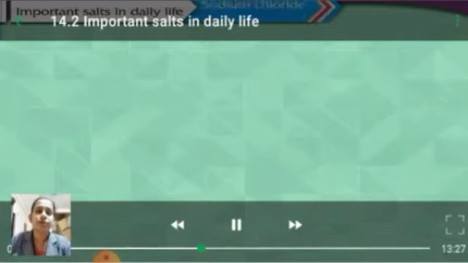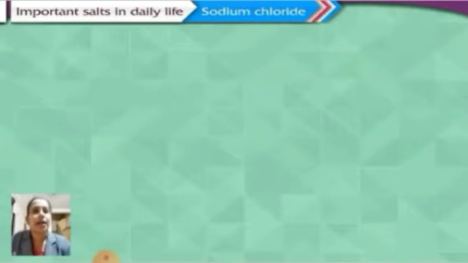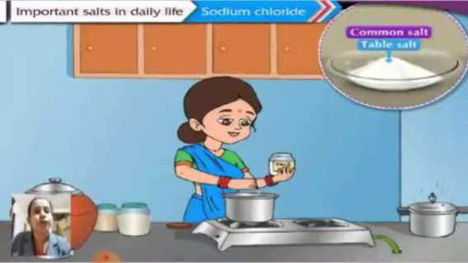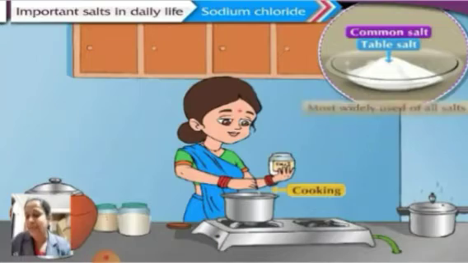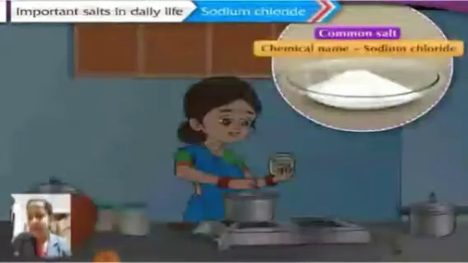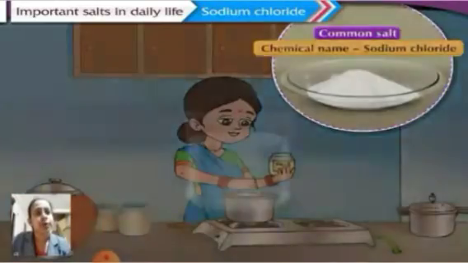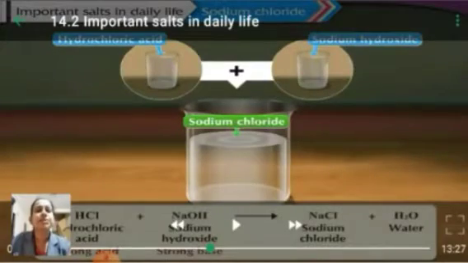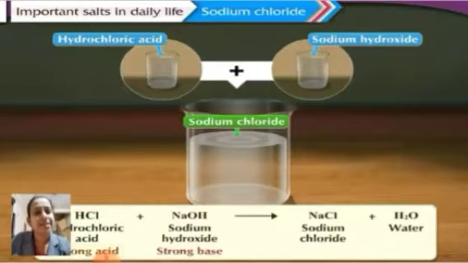You know that sodium chloride, also called common salt or table salt, is mostly used for cooking, and it is the most used of all the salts. Its chemical name is sodium chloride, okay, and it is formed due to a neutralization reaction.